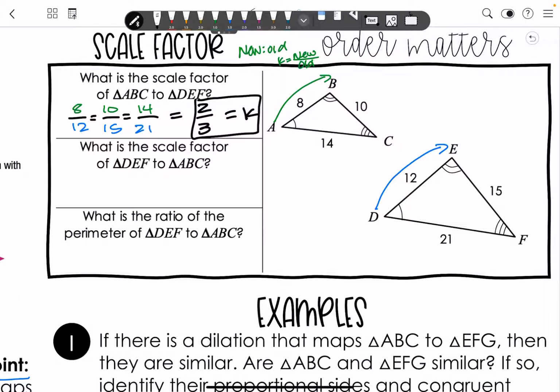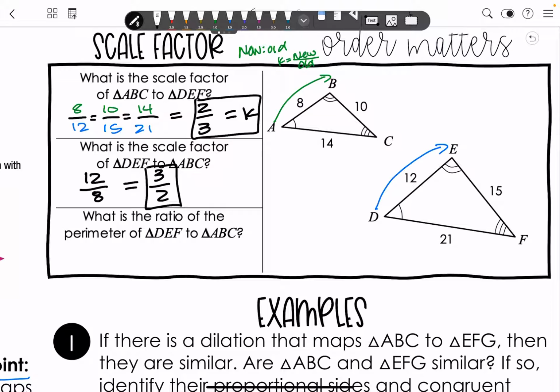All right, scale factor of DEF to ABC. Well, looking at the one right before it, we know we can just use one of them and do 12 over 8. And we know it's just going to be the reciprocal of what we got in the first one. And it's just going to be 3 over 2.